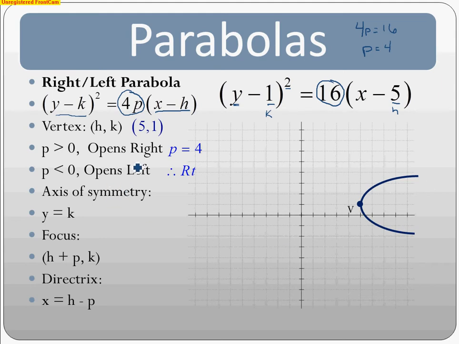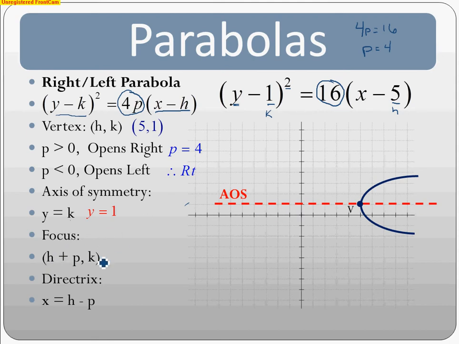Now, on the previous ones, our axis of symmetry was a vertical line. Now our axis of symmetry is a horizontal line. So we are going to have y equals k. Again, k in our problem was 1. So we're going to have y equals 1 as our axis of symmetry, with a dotted or dashed line that goes through there.